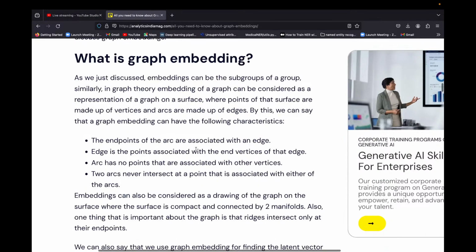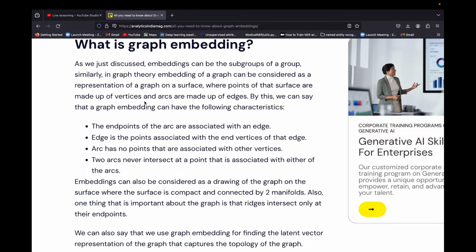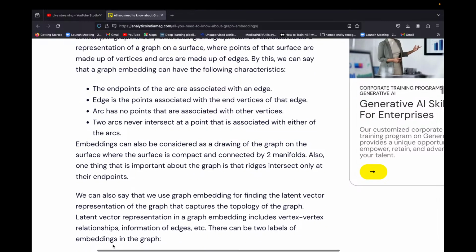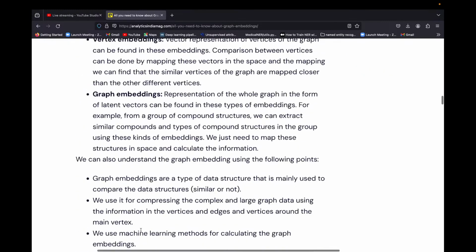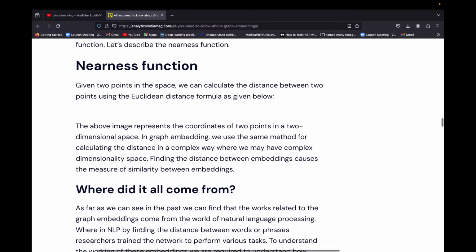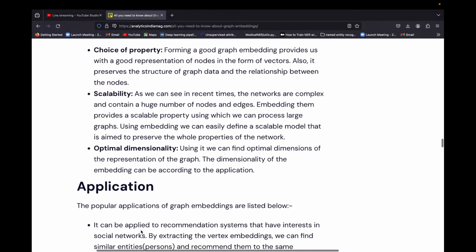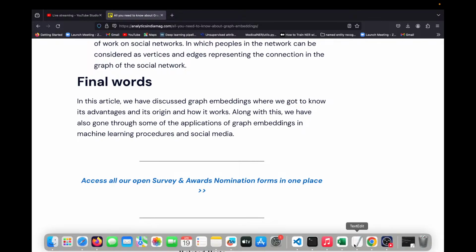In theory, a graph embedding can be considered as a representation of a graph on a surface where points of that surface are made of values. It consists of endpoints, each arc. So in the next lecture I will tell you all those concepts very well.